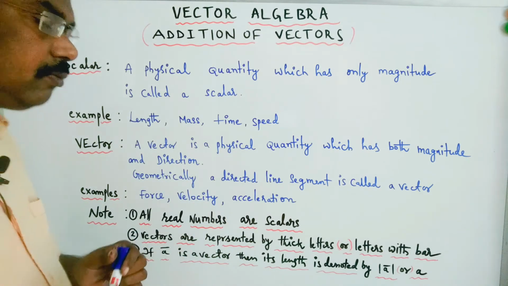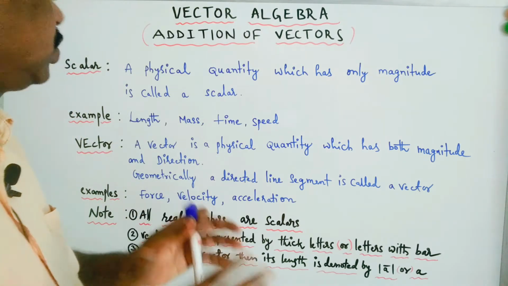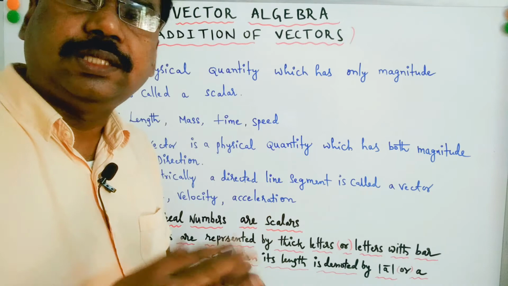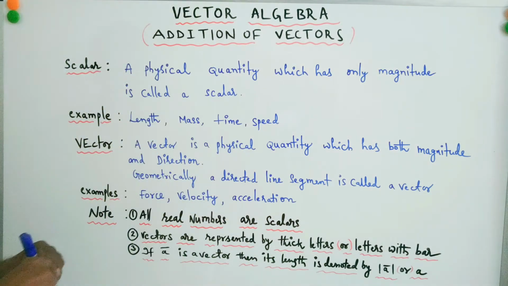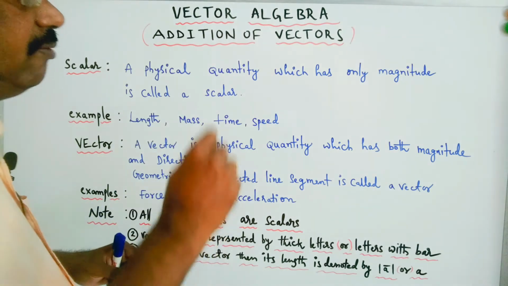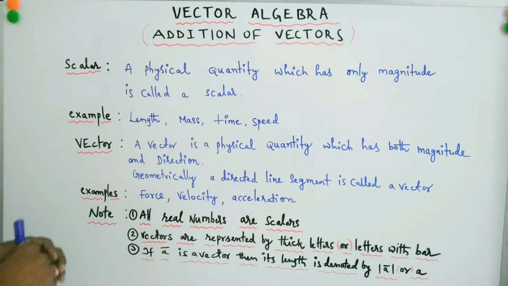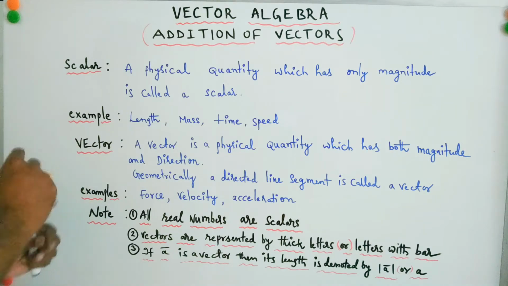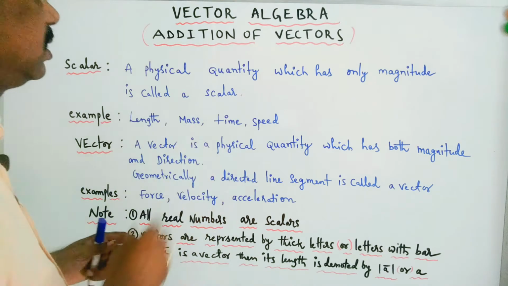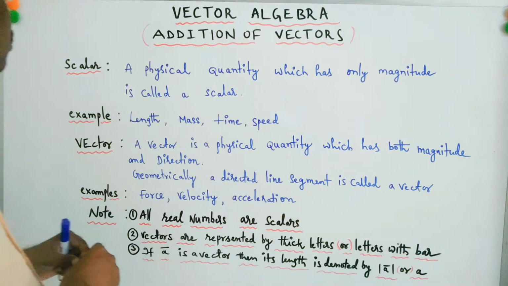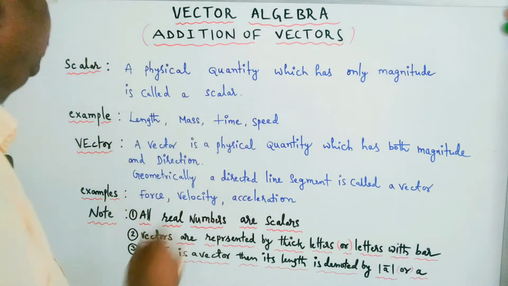Now, physical quantities are of two types. The first one is scalars, the second one is vectors. What is a scalar? A physical quantity which has only magnitude is called a scalar. Examples: length, mass, time, speed. There are many such quantities.